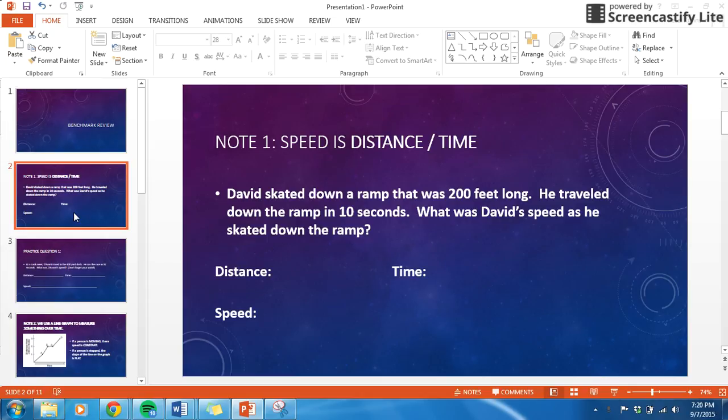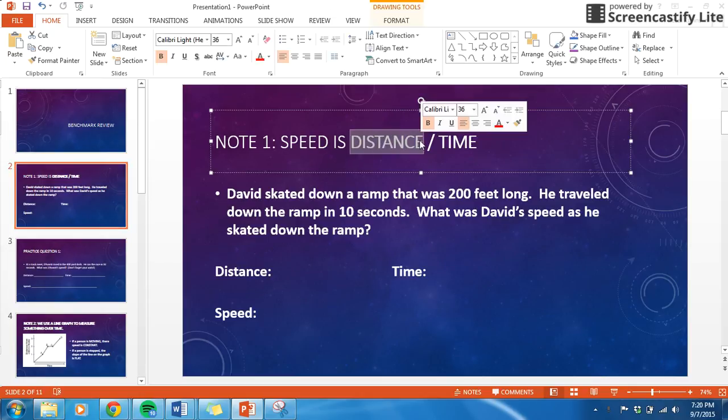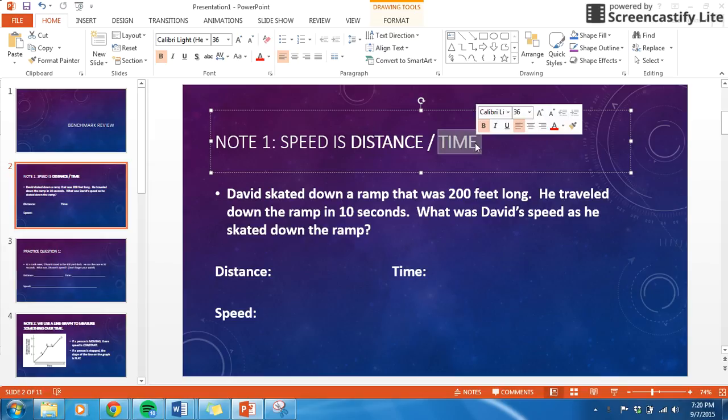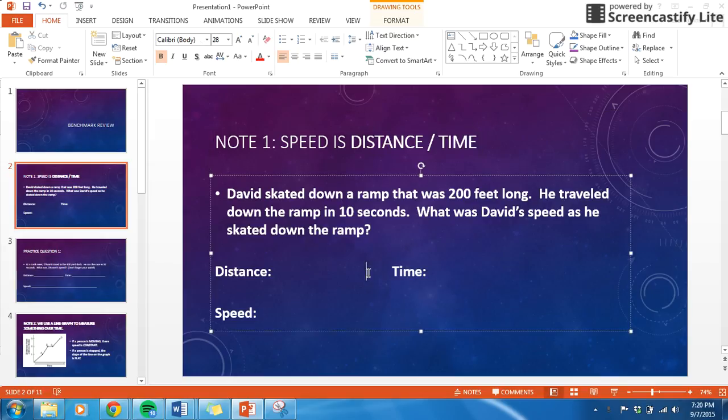Our first note is that speed is distance divided by time. Speed is distance divided by time. And my example of how to calculate speed is this.